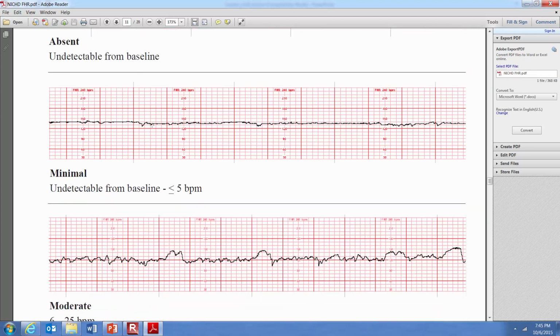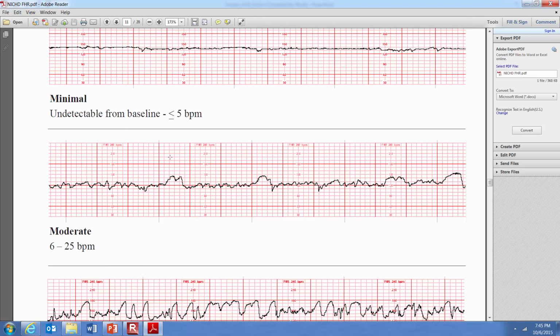Here is a picture of minimal variability. So we do have some fluctuations in our heart rate, but minimal, less than 5, so less than half of the block, okay? Minimal variability. Our baby is minimally oxygenated.